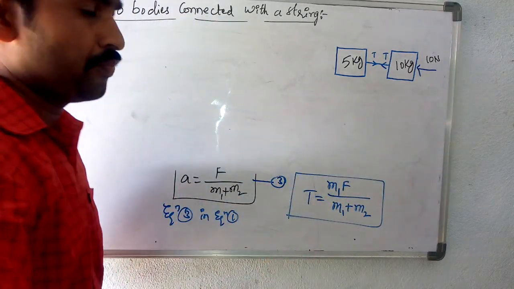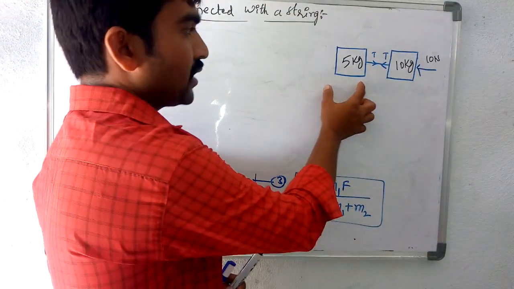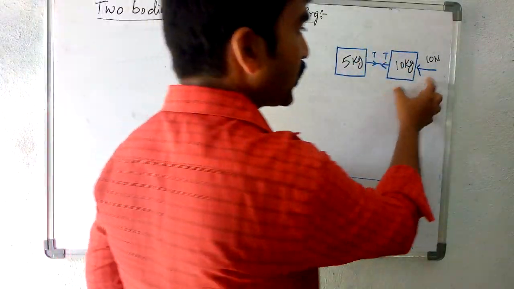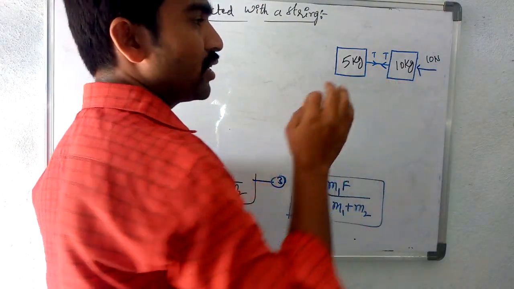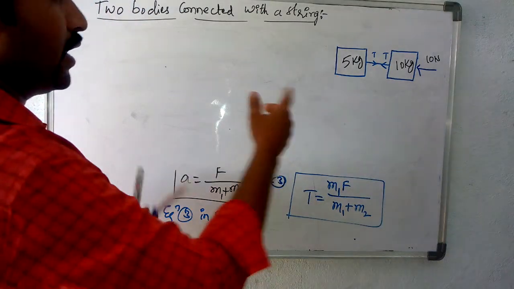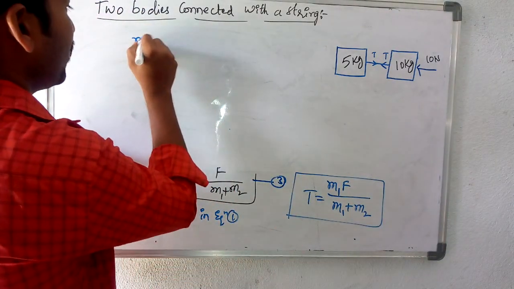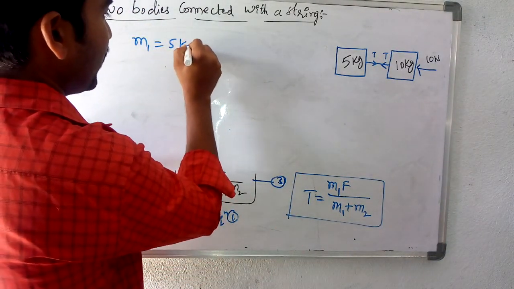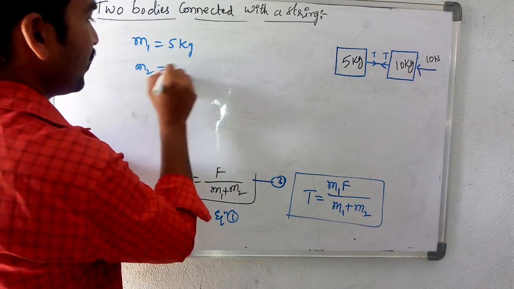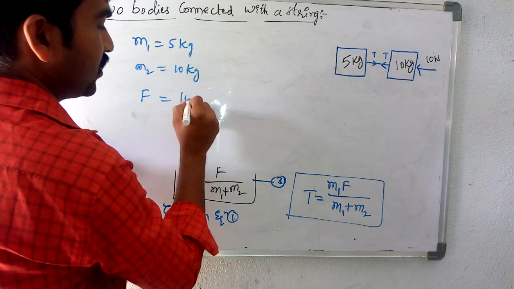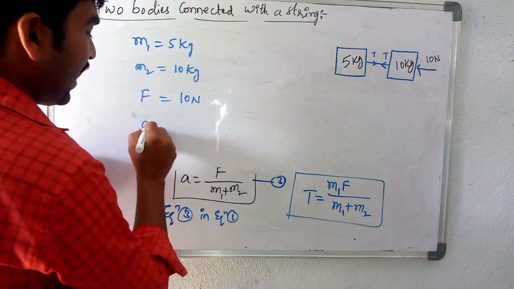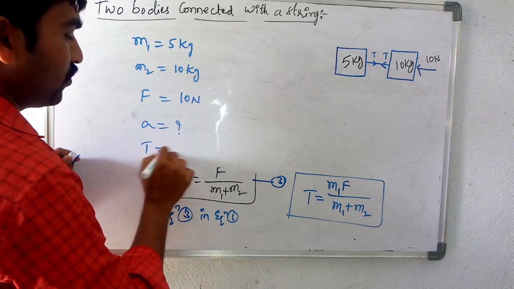See here, it is M1, M2. I am applying force on the 10 kg mass, that is 10 Newton. Find the acceleration and what is the tensional force. Here they are giving M1 is equal to 5 kg and M2 is equal to 10 kg. And the applied force is 10 Newton. Find the acceleration, find the tensional force.